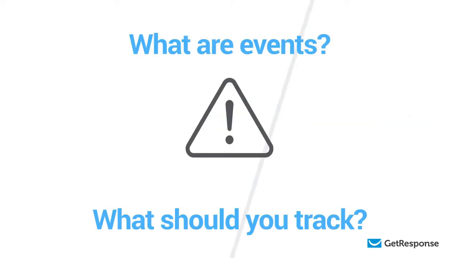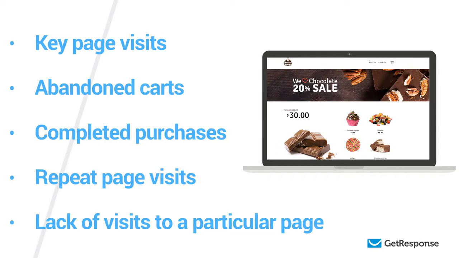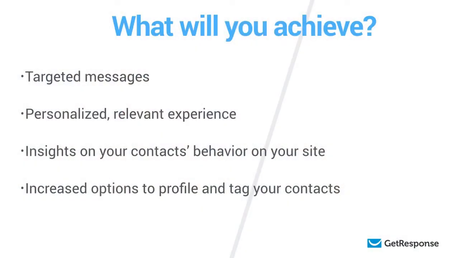Even if you aren't selling online just yet, it's likely that you already have or will have a website where you promote your offers or your products. Using marketing automation workflows, you can ensure that you properly react to purchases, abandoned carts, and those key web page visits. And these types of events that we're referring to can include things like key page visits, abandoned carts, completed purchases, repeated page visits, or maybe lack of visits to a particular page. And these workflows will help you automate some key interactions with your website visitors, customers, or potential customers.